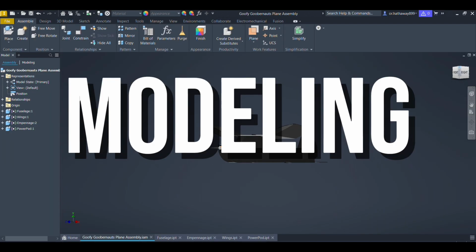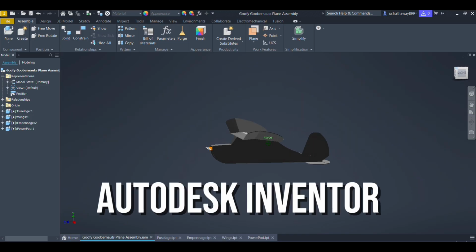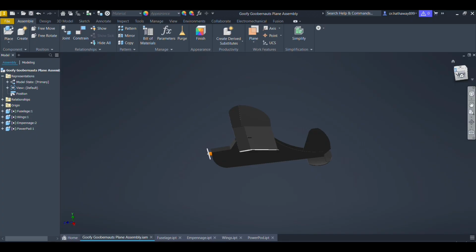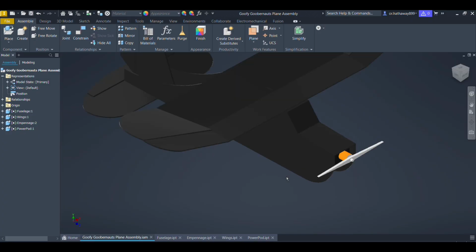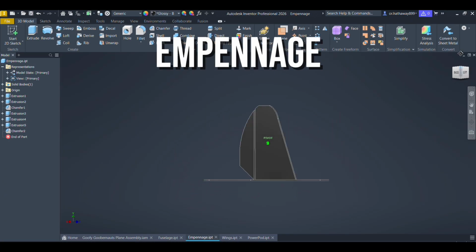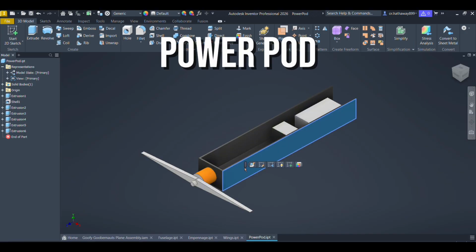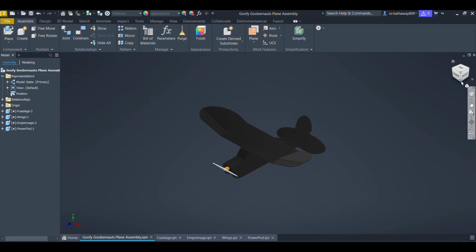Once the concept was established on paper, we transitioned into Autodesk Inventor, which became one of the most important tools of the project. We started by building a full 3D model of the aircraft. The 3D model allowed us to visualize how all major components interacted as a system, including the wings, fuselage, empennage, and power pod. It helped us refine proportions and confirm that everything fit together logically before construction.